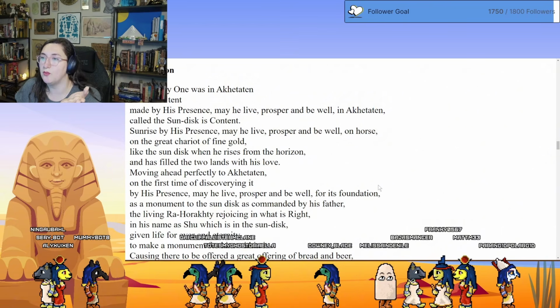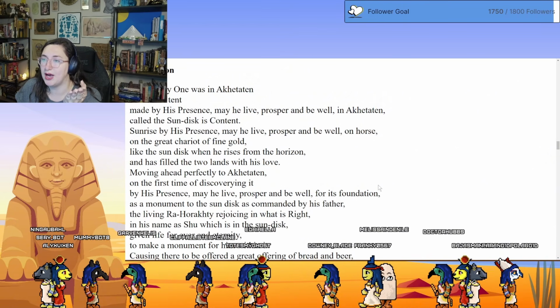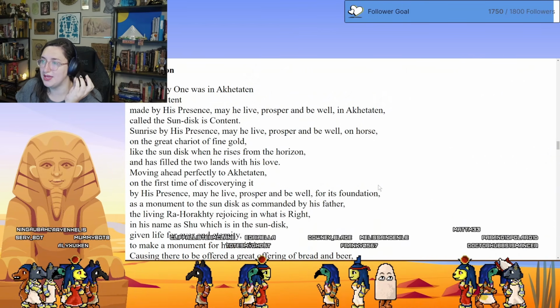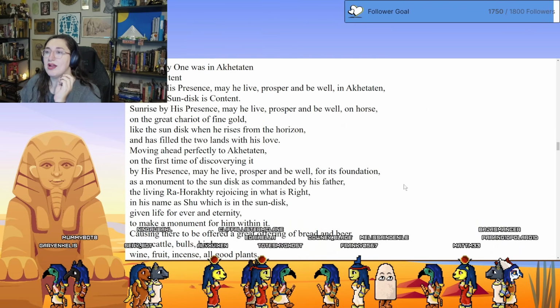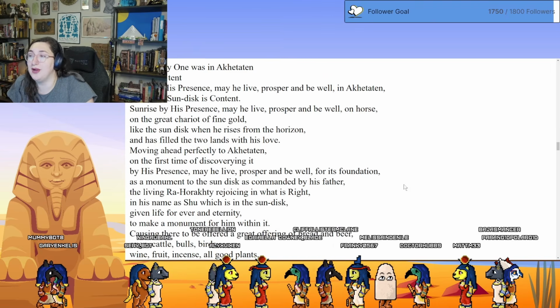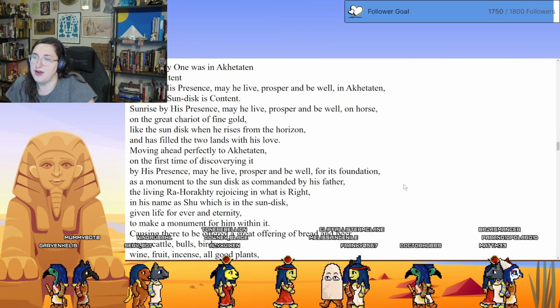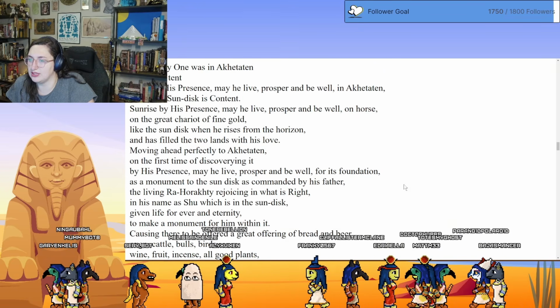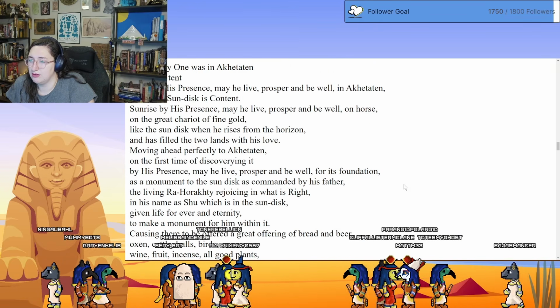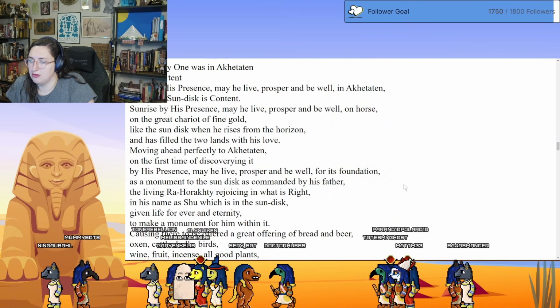On this day, one was in Akhetaten in the Mat tent. Made by his presence, may he live, prosper, and be well in Akhetaten, called the sun disk is content. Sunrise by his presence, may he live, prosper, be well, on horse, on the great chariot of fine gold, and the sun disk. Wait, no, we did read this. It's just slightly translated differently. Yes, we did read this.